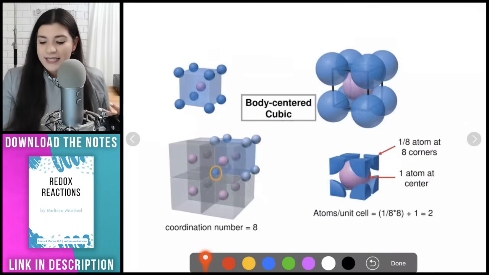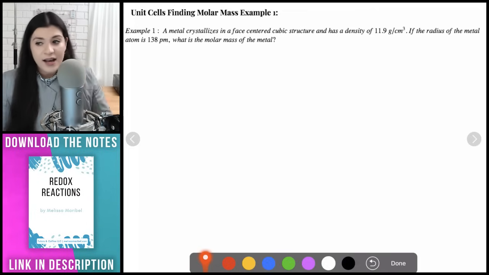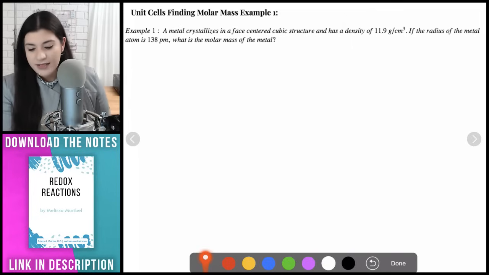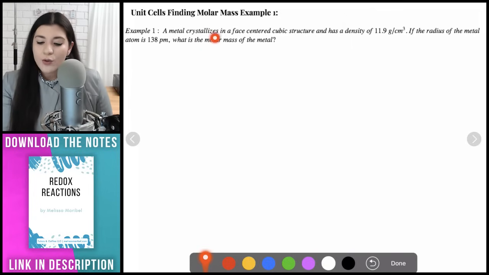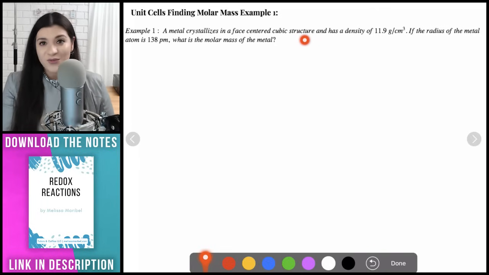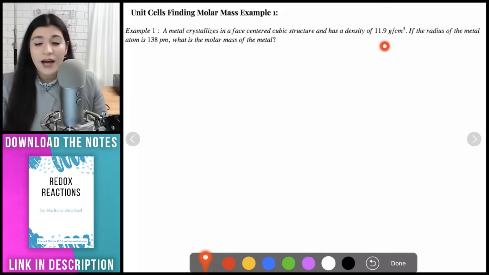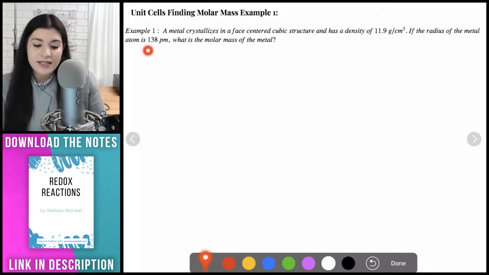So let's do a question. So this one's going to be finding the molar mass. Let's say if we had something like this, where we have a metal that crystallizes in a face-centered cubic structure. So right then and there, it tells us what it is. So that's going to give us a lot of information already, like the formulas that we're going to use. And then it also says it has a density of 11.9 grams per cubic centimeter. If the radius of the metal is 138 picometers, what is the molar mass of the metal?